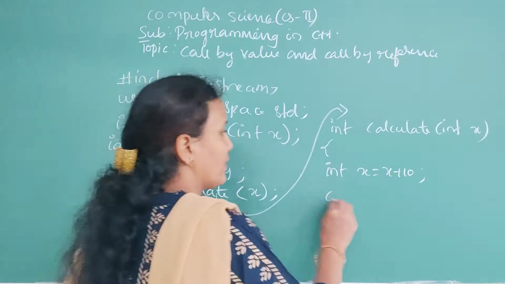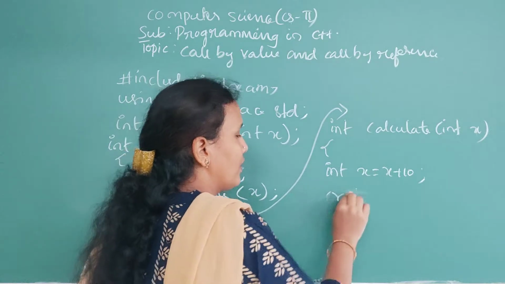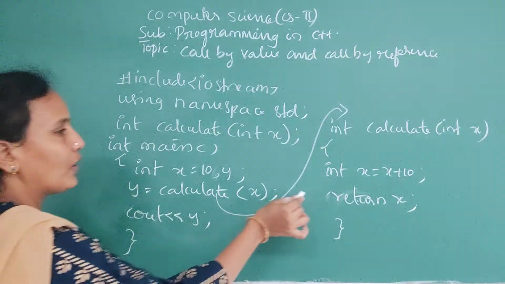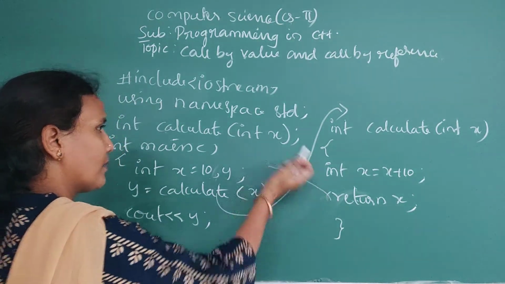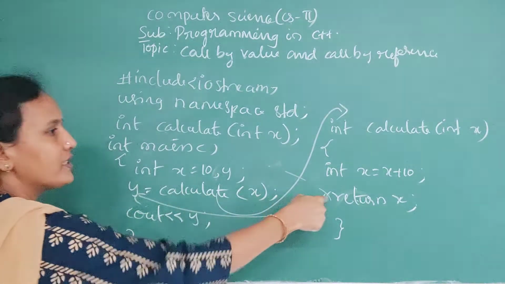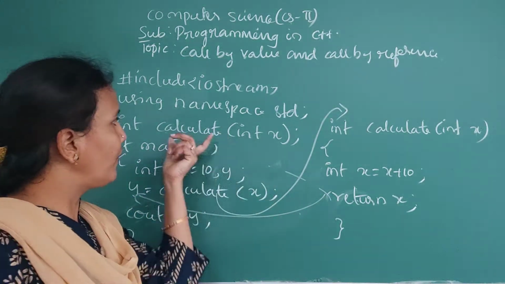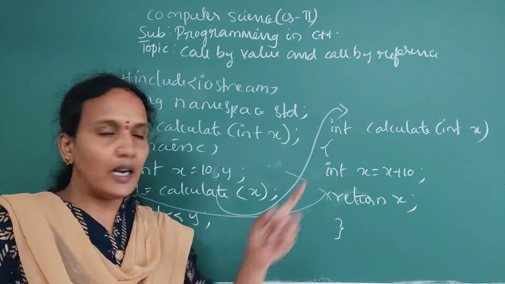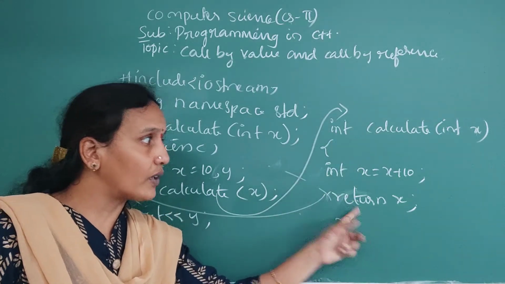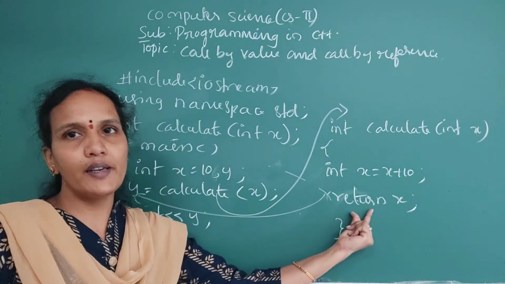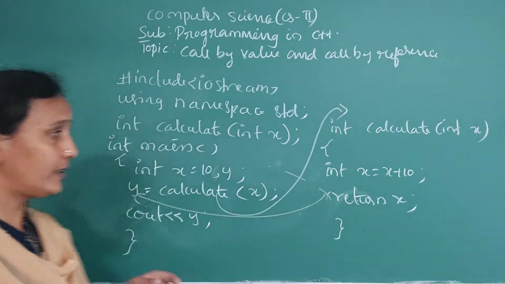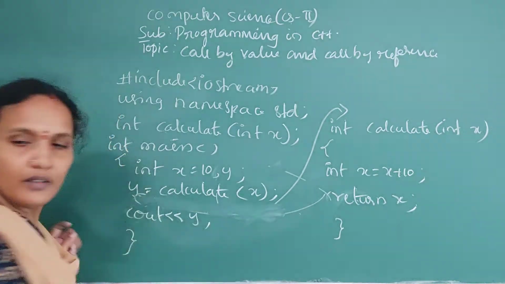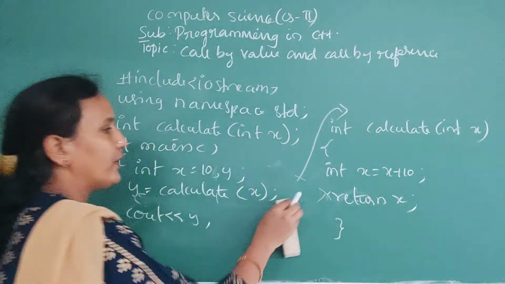Right? Next, cout or return x. So when you give the return x, what happens? Control comes to this, and the result is stored in y. So when the main function is calling a user-defined function, that user-defined function should give some result, and that result should return back to the main function by using the return statement.